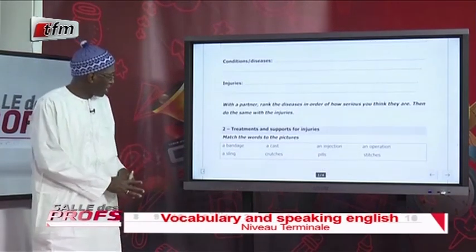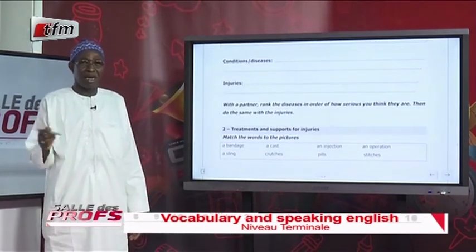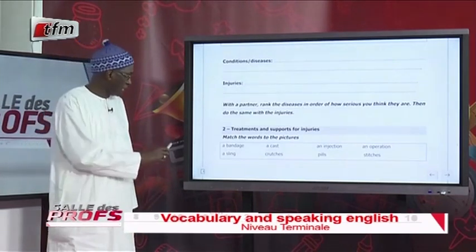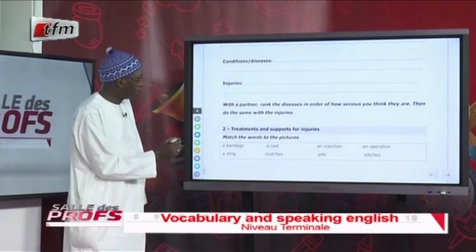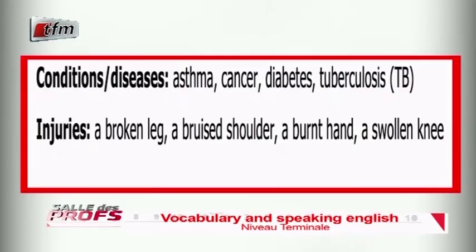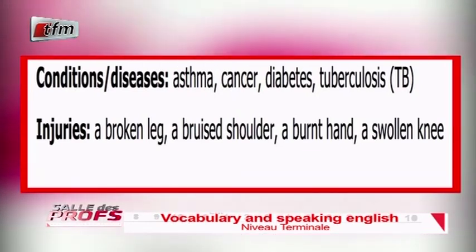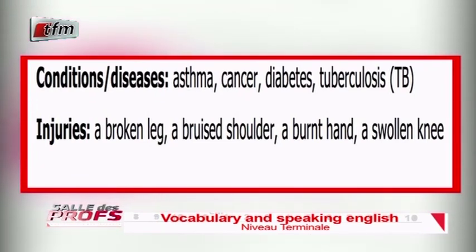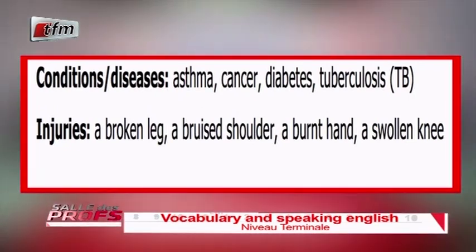So I think you have had time to work with your partner. Let's have a look at the answers. For conditions and diseases, you have asthma, which is a disease, cancer, diabetes, which is very popular among people now because of sugar and rice in Senegal. I think we should eat less rice. And tuberculosis, which is also abbreviated TB.